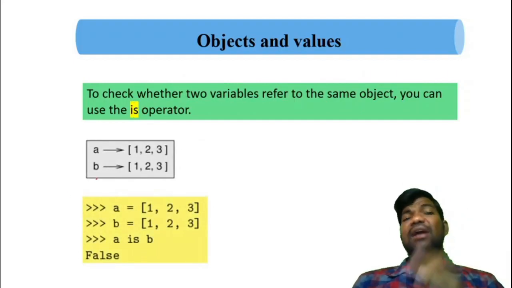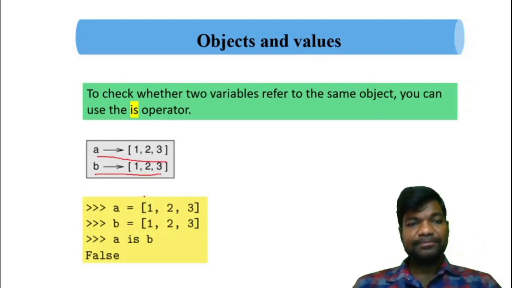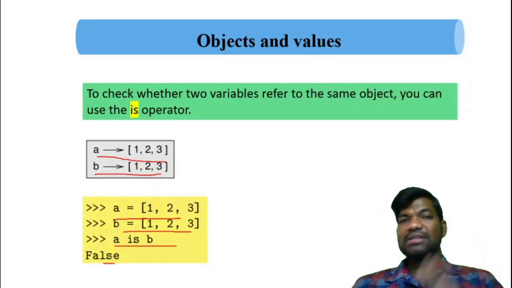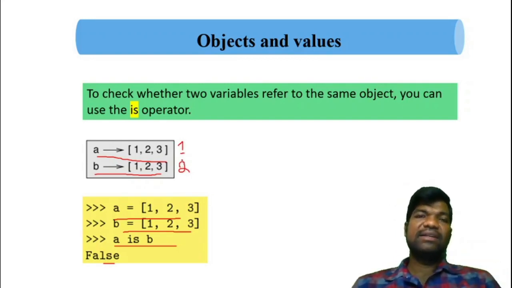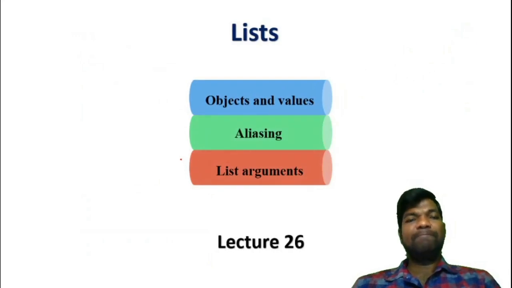But coming to lists, it is different. Here A is 1, 2, 3, and B is also the same 1, 2, 3 in a list. A is B? That is false. So a list is considered a separate object, not the same object. This one is one object, this is another object. That is the major difference between strings and lists. That is the concept of objects and values.